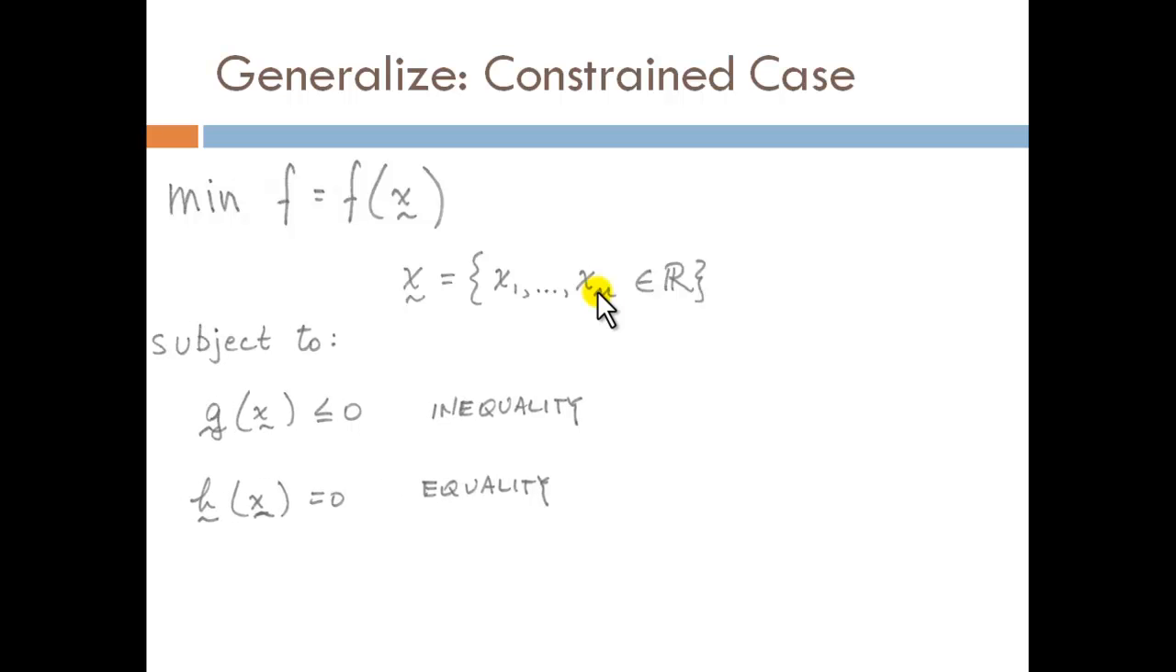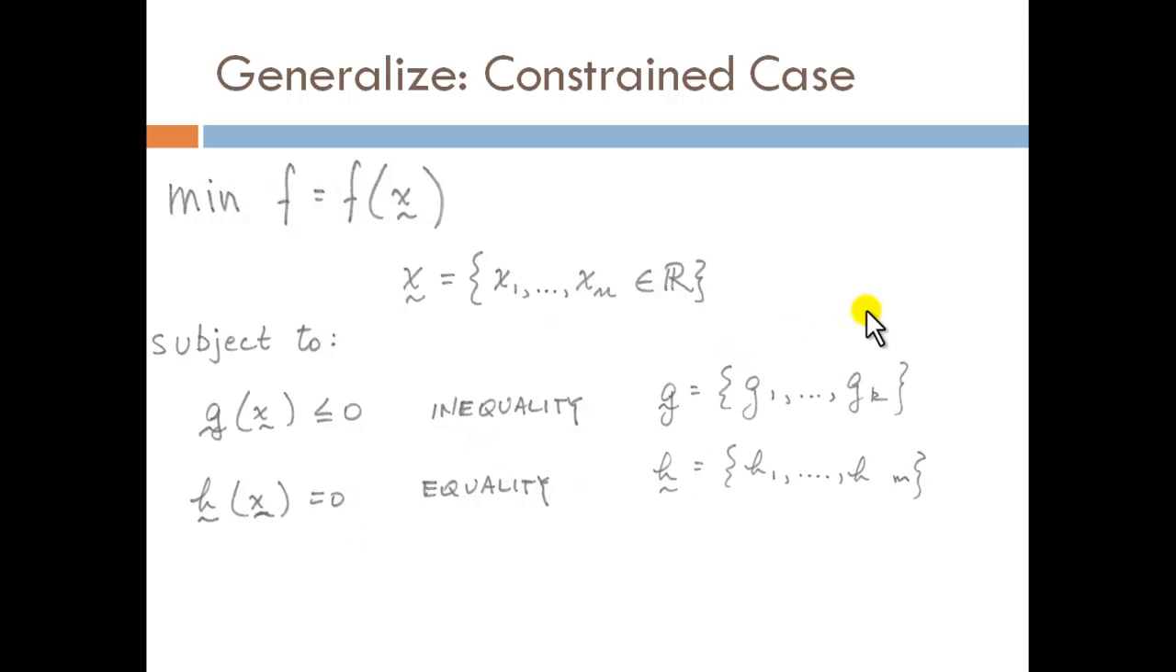Inequality constraints are denoted as g of x less than or equal to 0. I have to note that everything that you have on the right side of the equation, bring it to the left side so that it's less than or equal to 0. This is the standard notation. The same thing goes for the equality: bring everything from the right side all the way to the left side, and h of x is equal to 0. This form is known as negative null form.